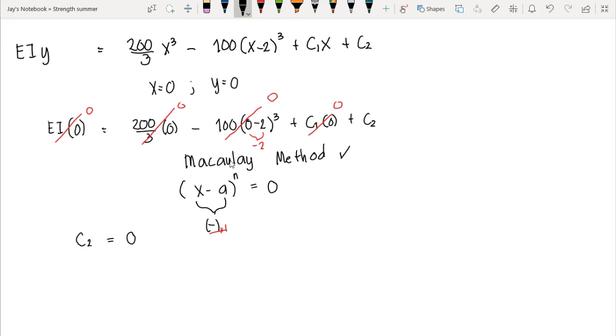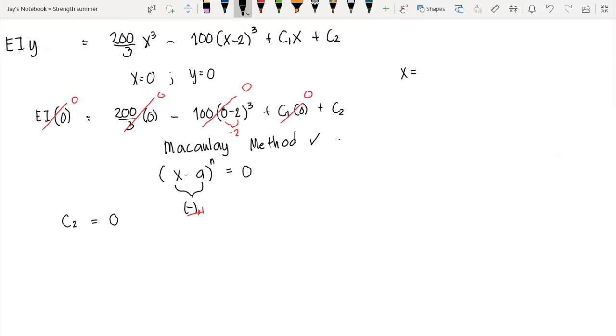Now, since we have already determined C2, we go to the determination of C1. We have another boundary condition, which is when x is equal to 6, or at support B, where our deflection is equal to 0. So we substitute these values in our deflection equation.